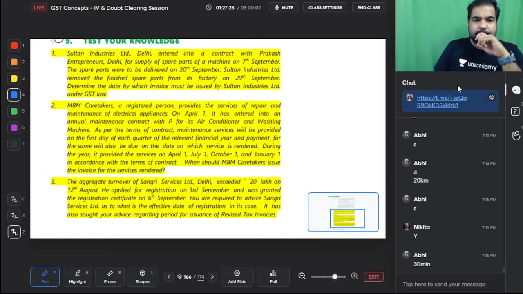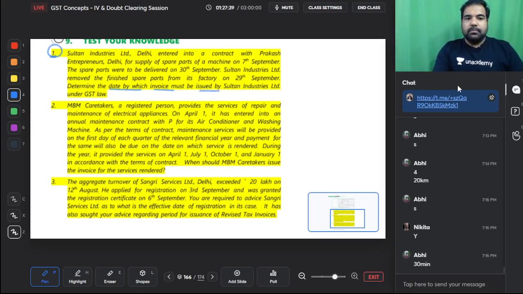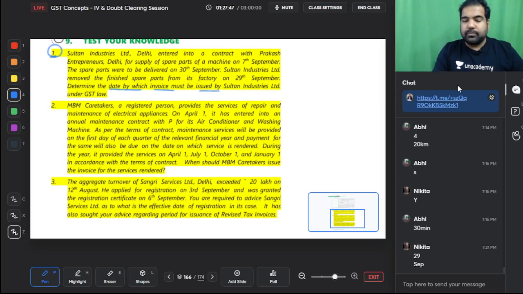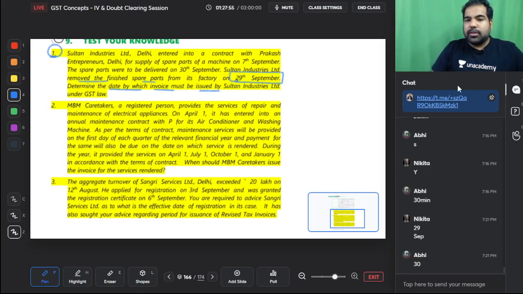Yes guys, please read and tell me the date by which the invoice should be issued, the due date. Guys, over to you all. Excellent guys, it's goods, and the goods were removed from the factory on 29 September. So this is the due date 31/1.